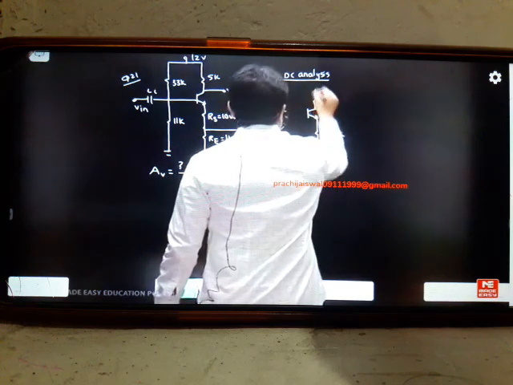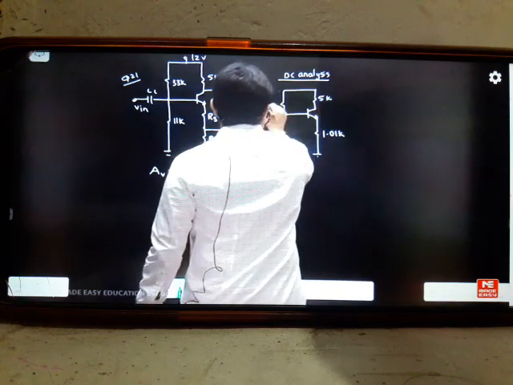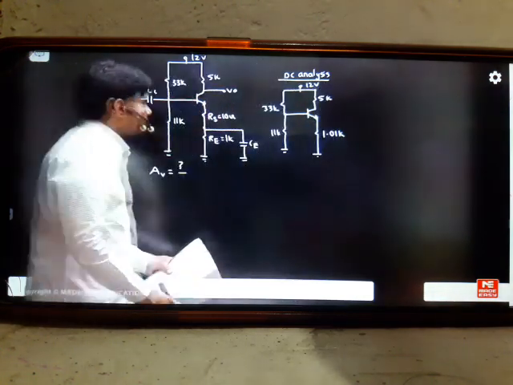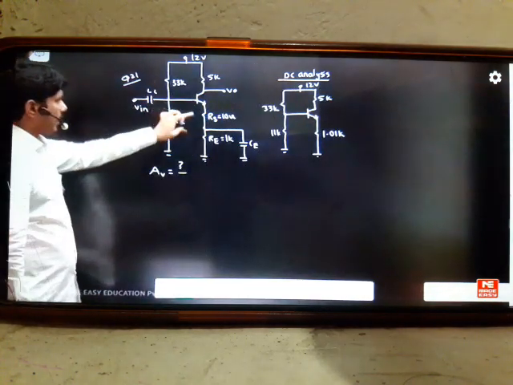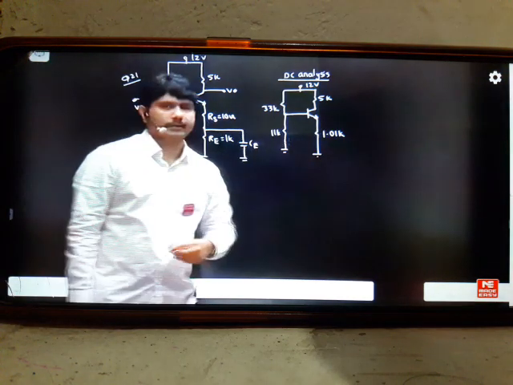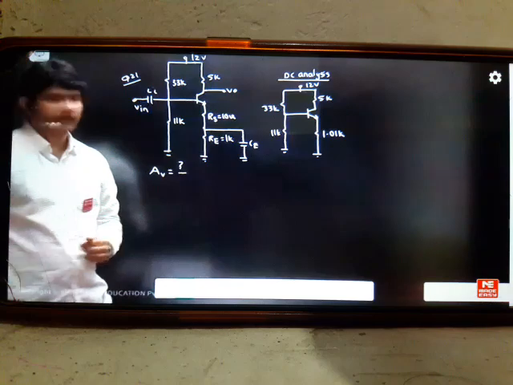1.01K will be there here. This is 5K, this is 33K, this is 11K, and this will be 12 volts. So you can see this is 11K, this is 33K, this is RS plus RE, which is 1K plus 10 ohms. C is open. So the total becomes 1.01K as a voltage divider biasing circuit. Okay, this is a DC biasing circuit.